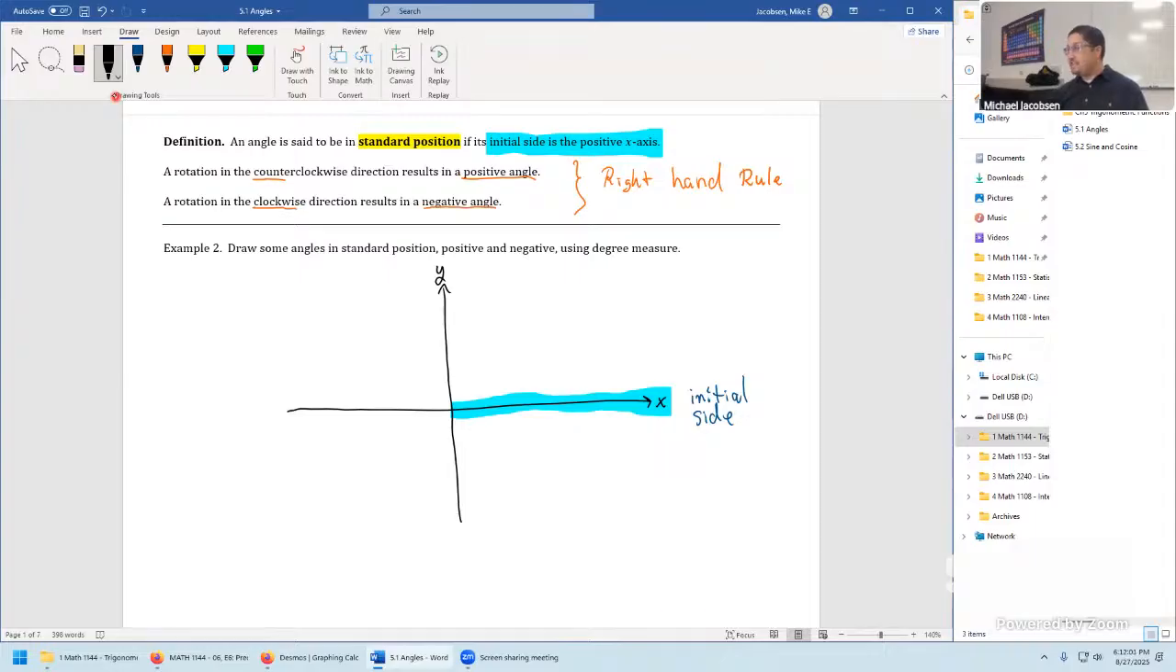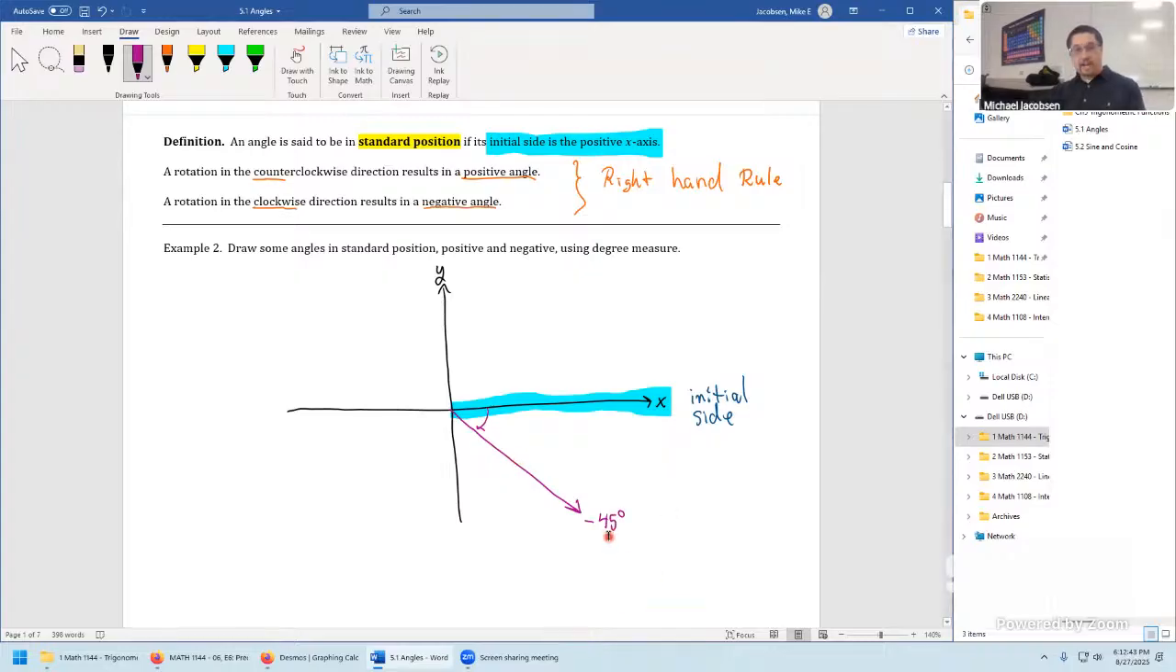So as long as we make it clear from the context, we don't necessarily have to say this is the initial side every single time. That will just be our assumption. So let's draw some angles, positive, negative, using degree measure. Don't know why I went that color. Let's stick with it. If we go with a negative degree, let's go maybe this right here. If I rotate from the red dot to here, that would be negative 90 degrees. So if we go just halfway and rotate this far, so here's our rotation going this way, this would be negative 45 degrees.